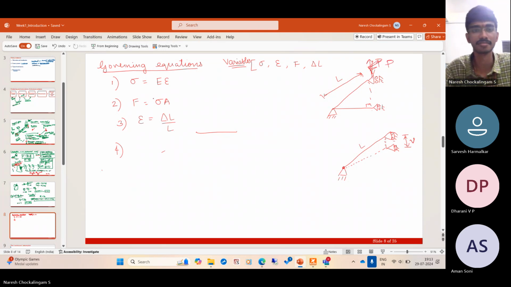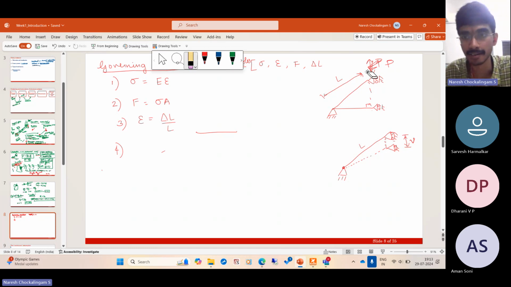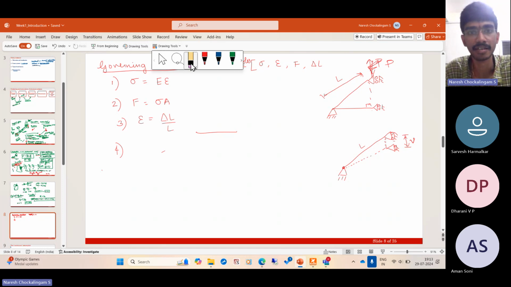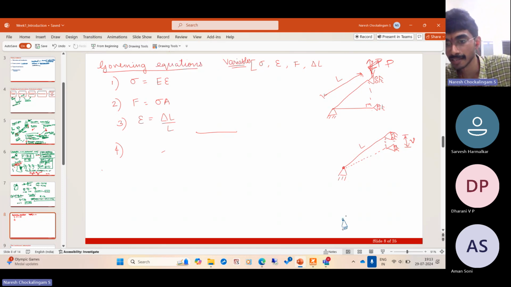Let me draw another figure. So let us consider the force to be upwards. So this is the initial angle. It goes up. You can also do it with downward, it's not a problem, just that it will be more consistent if you use upwards. So say it goes up by a distance V, and there is a force applied which is P.